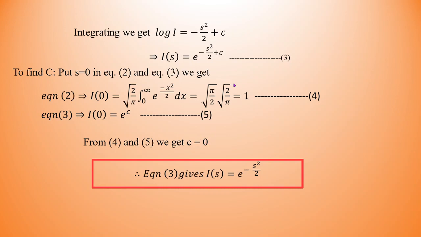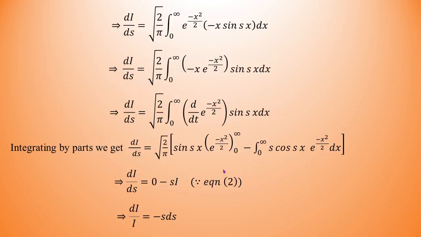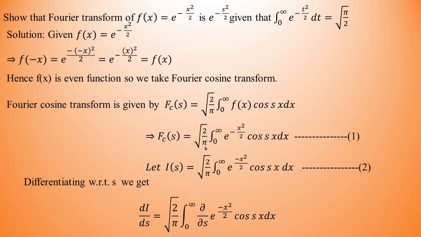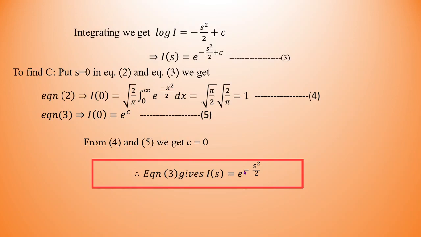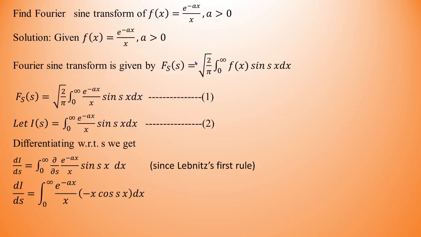So putting c equal to 0 in equation 3, as we have evaluated its value, the desired solution I of s is e raised to power minus s square by 2. Let's see what I of s is. I of s is nothing but this given integral, the Fourier cosine transform. So the required Fourier cosine transform is e raised to power minus s square by 2. In this way, by using the concept which we have already learned in our lower classes, one can simplify the Fourier transform. Now let's have the next example in the sequence: find Fourier sine transform of.